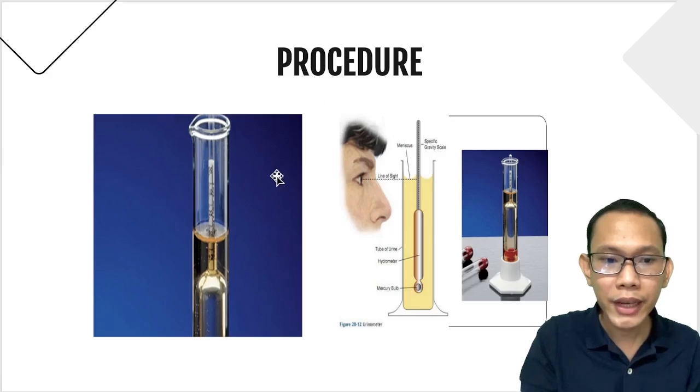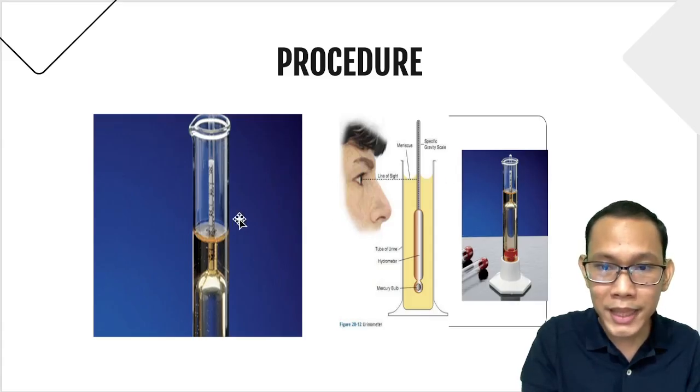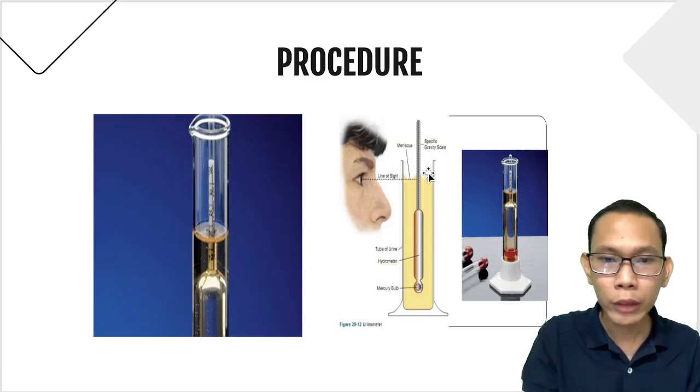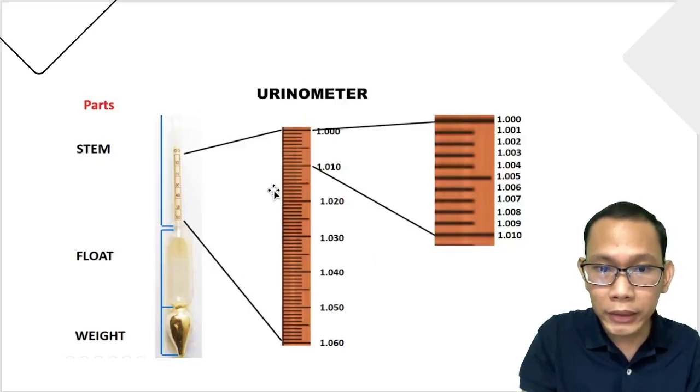Again, read the calibrated graduation at the lower meniscus. Where do we read it? At the lower meniscus. So your line of sight is here, this is the lower meniscus, and that is where we read the reading of our urinometer. That will now be our specific gravity. So again, going back here, if the lower meniscus is here, then our result is 1.020.